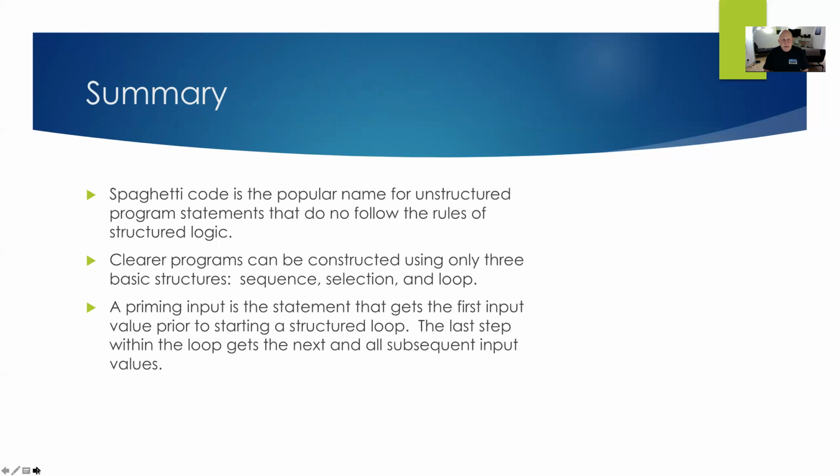In summary, spaghetti code is a popular name for unstructured program statements that do not follow the rules of structured logic. Clearer programs can be structured using only three basic structures: sequence, selection, and loop. What is a priming input? Well, priming input is the statement that gets the first input value prior to starting a structured loop. The last step within the loop gets the next and all subsequent input values.